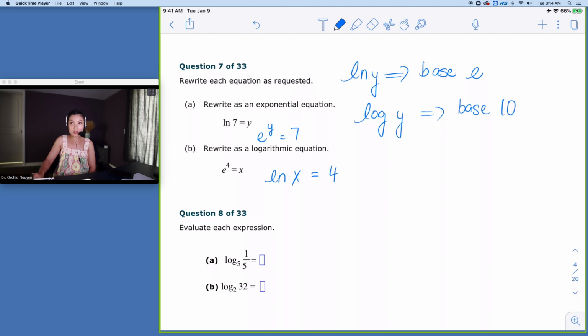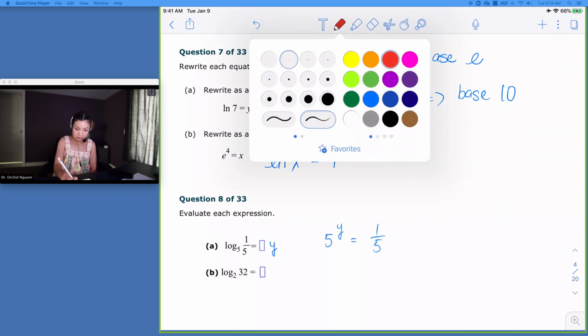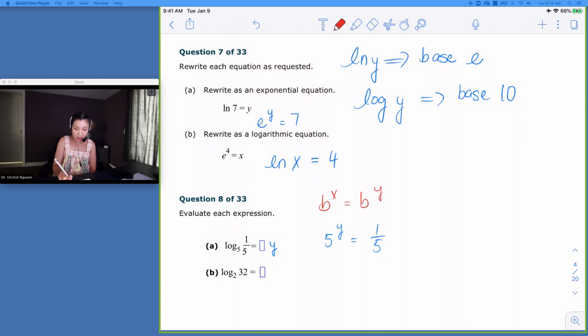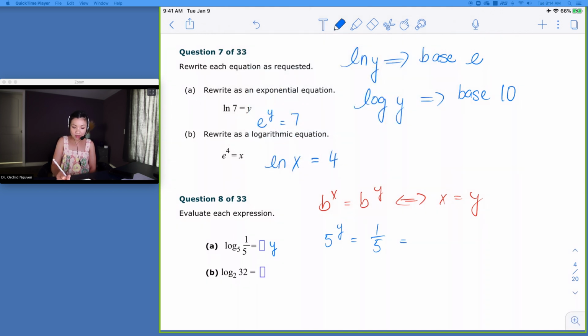Now, the reason we need to know how to rewrite is so we can solve the equation. For example, we want to evaluate. I'm just going to put y here. What I have is 5 to the y power equals 1/5. Our goal is to make the bases the same. Keep in mind that if we have b to the x power equals b to the y power, if they have the same base and they're equal, the exponents have to be equal. So my goal is to make it the same. You see 1/5, I can change it into 5 as a base to the negative first power. Therefore, y is negative 1.